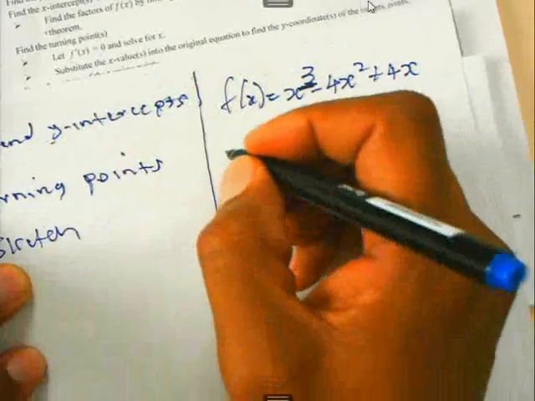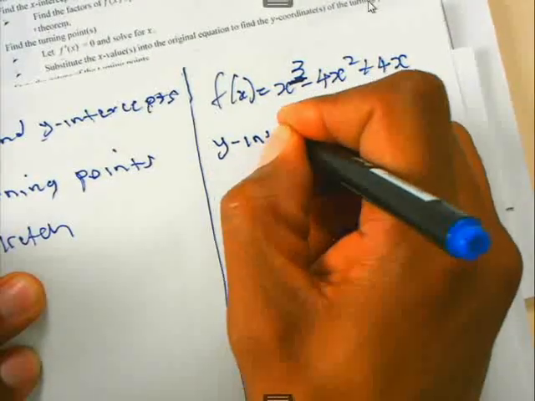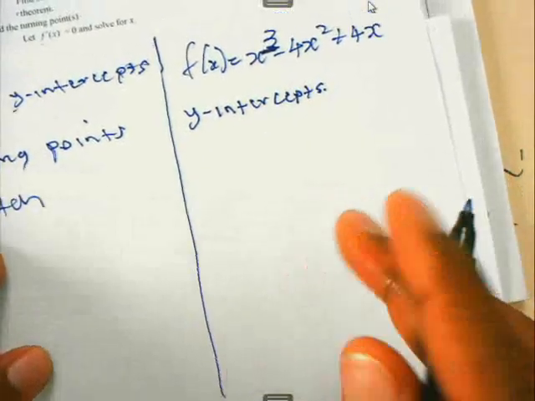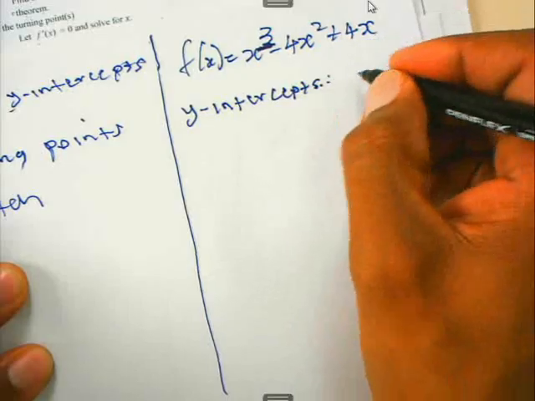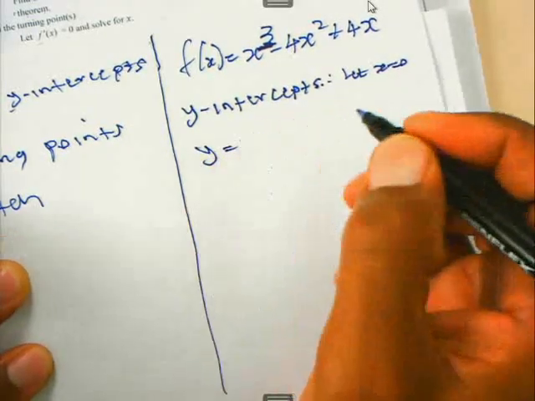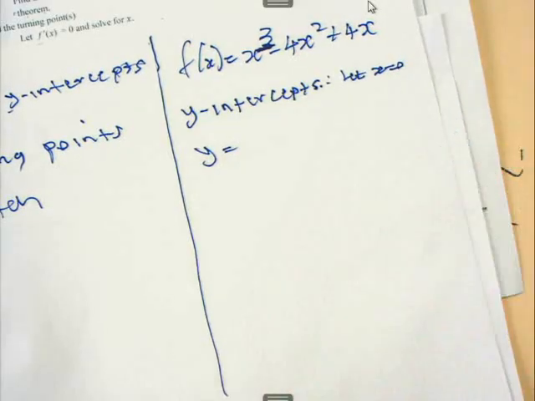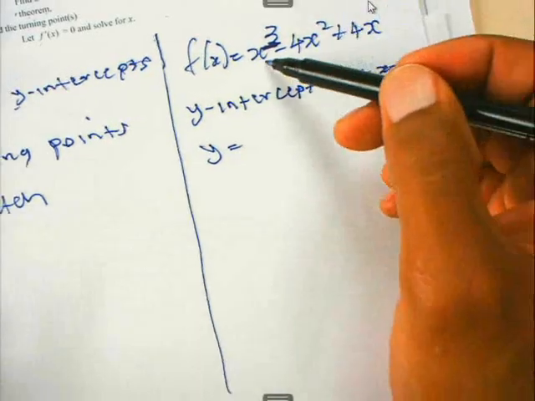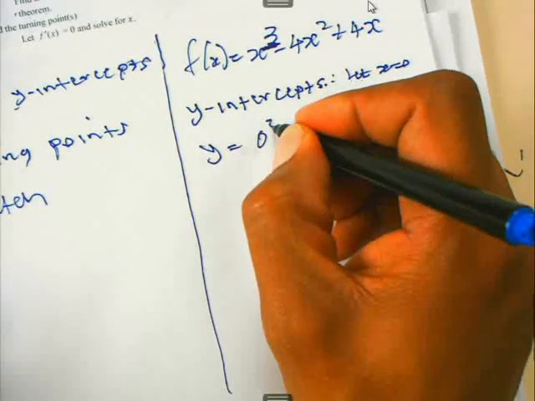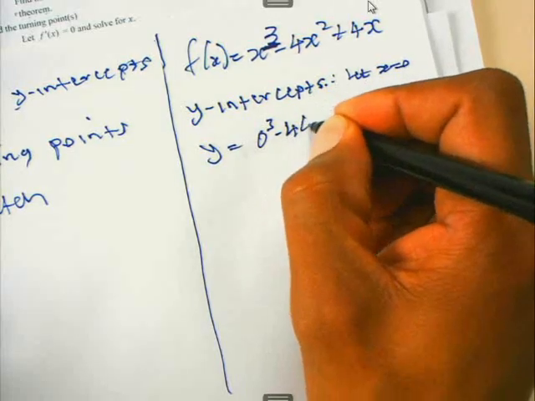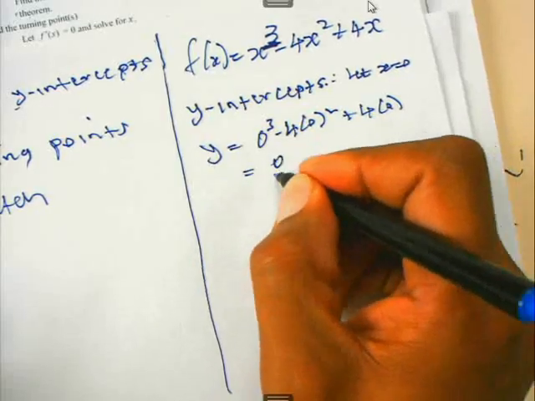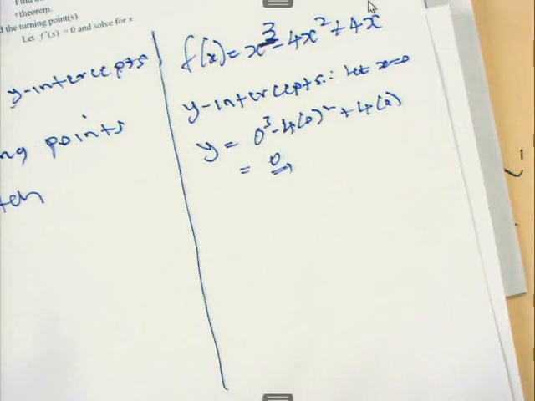I can start with the y-intercept. How do we determine the y-intercept? We let x be 0. This is the easiest one to start with. It means wherever we see x, we substitute it by 0. That is 0 to the power of 3 minus 4 times 0 squared plus 4 times 0. And then you can see that the y-intercept is 0.